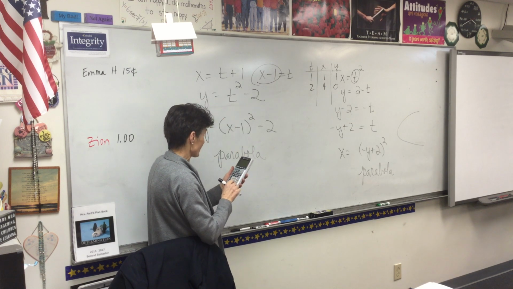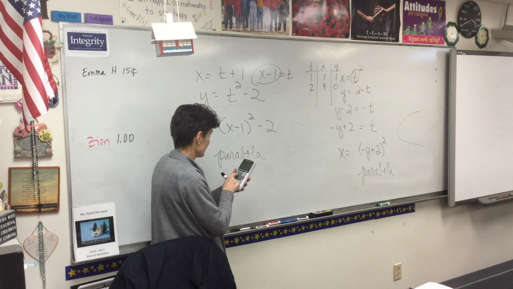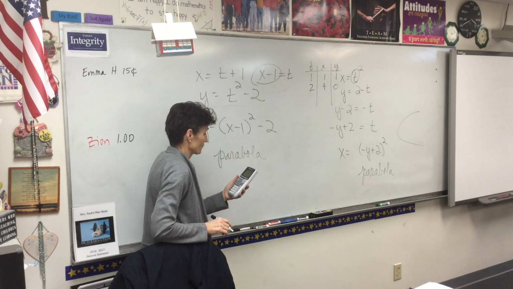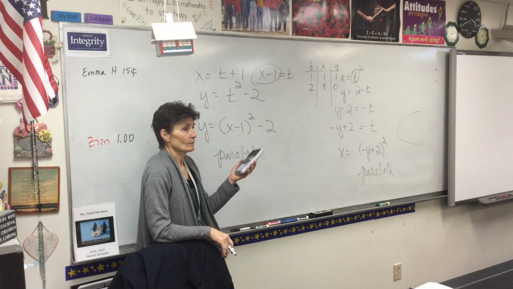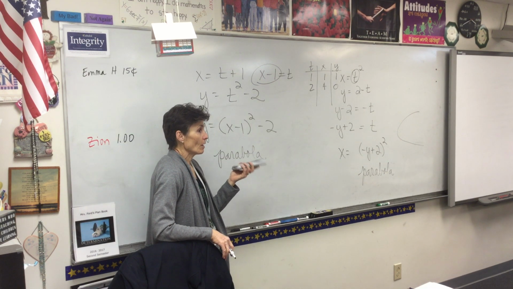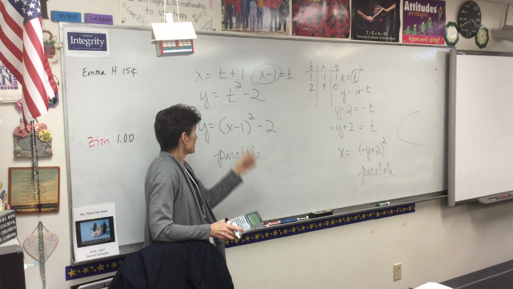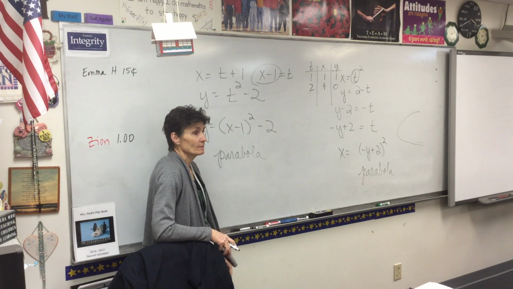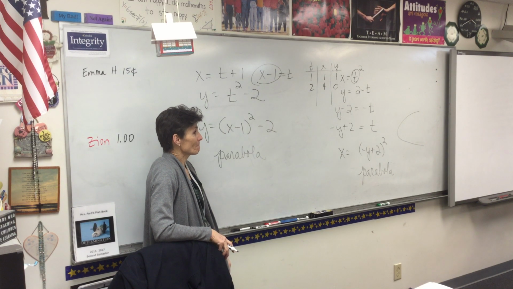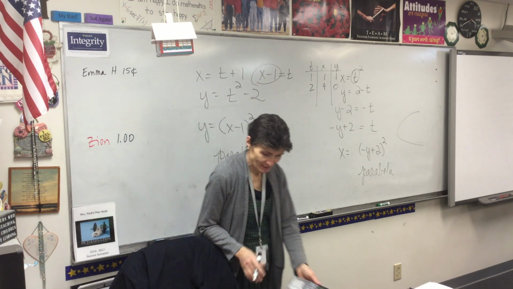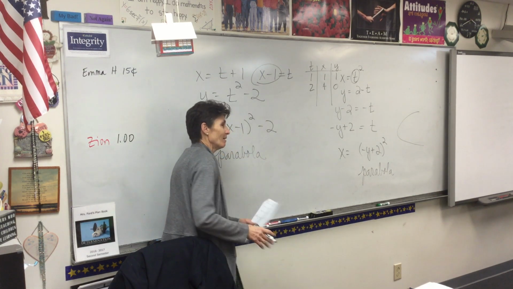So what are my equations? X equals t plus 1 and y equals t squared minus 2. Did you get what you thought you should get? A parabola opening up with a vertex at positive 1, negative 2? Is that what happened? Aren't you glad you came in this morning? Look at what you now know how to do. That's awesome.